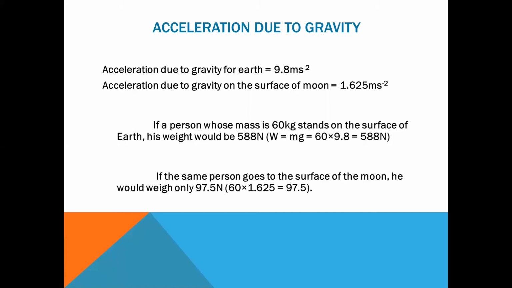60 is the mass of the person on the surface of the earth, into 9.8, which is acceleration due to gravity on the surface of the earth, which is equal to 588 Newton. If the same person goes to the surface of the moon, he would weigh only 97.5 Newton. Here 60 stands for mass of the person into 1.625, which is acceleration due to gravity on the surface of the moon, which is equal to 97.5 Newton.